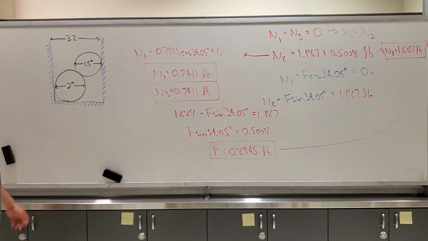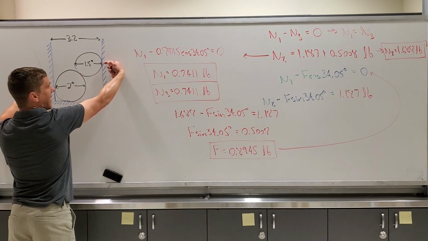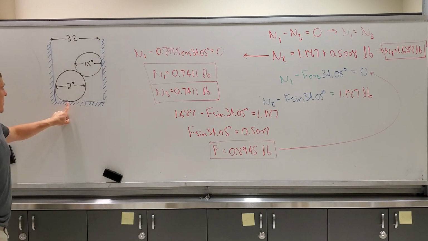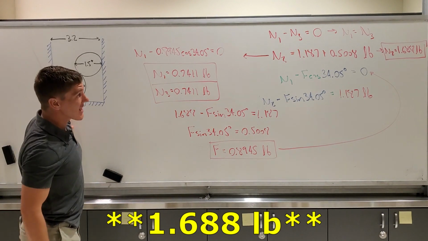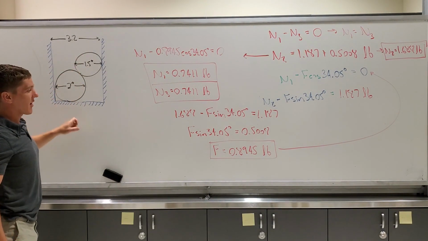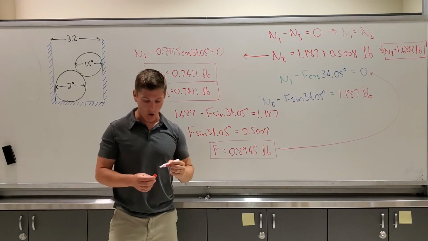So we know the contact forces on the left and the right side of the container are both 0.7411 pounds. The contact force with the ball bearing, the 2-inch ball bearing on the bottom, is in fact 0.688 pounds. And then we have the contact force between the two ball bearings we found to be 0.8945 pounds. I hope this kind of makes sense.